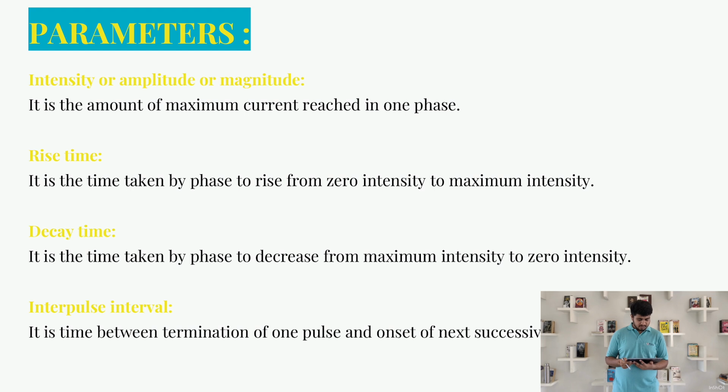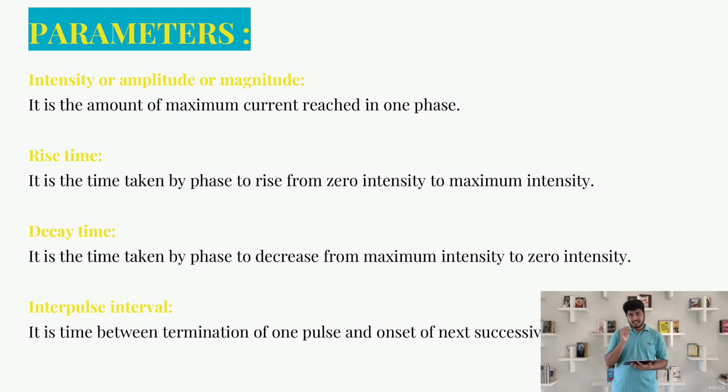Further, there are some more things to discuss: intensity, amplitude and magnitude. All these are the same. They are the amount of maximum current that is reached in one phase. Moving further, rise time is the time taken by the phase to rise from zero intensity to maximum intensity. So in any graph, intensity starts at zero and moves to the maximum intensity, and the time interval in between is the rise time.